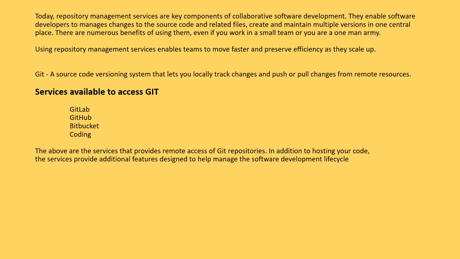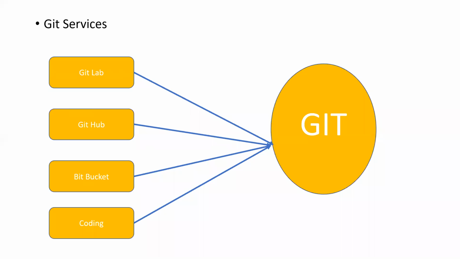In addition to hosting your code, the services provide additional features designed to help manage the software development lifecycle. If we look at the diagram, this is the main public Git repository, and these are the services available to access Git on remote machines: GitLab, GitHub, Bitbucket, and Coding. Based on resource availability, your requirement, or the suitable area, you can choose GitLab, GitHub, Bitbucket, or Coding.